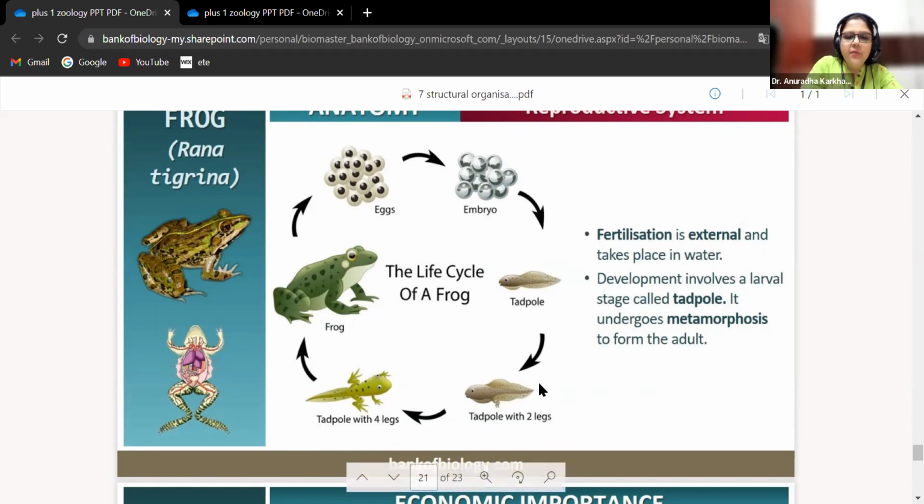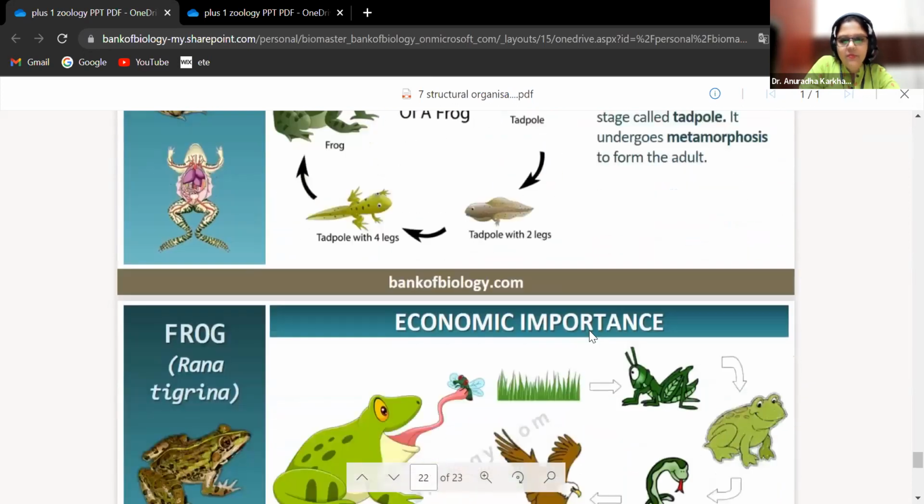Ultimately, you can see a tadpole over here without any legs, a tadpole with 2 legs, a tadpole with 4 legs, and ultimately you can see the tail is chopped off. And the mature adult frog is developed. Indirect development. Yeah, drastic changes. Correct. Right? So this is external fertilization, by example.